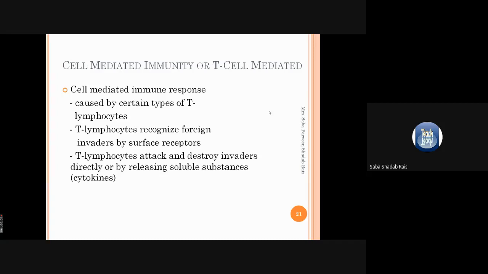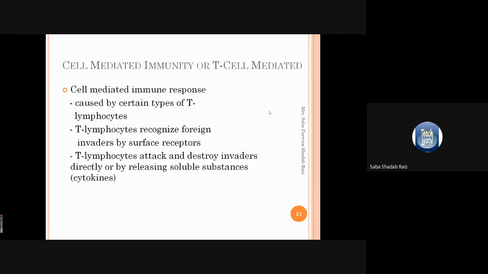That means they will recognize the foreign invader by the surface receptor, the TCR, T cell receptor, but only when the microorganism is processed by the MHC molecule can they talk with the lymphocyte. Now T lymphocytes can attack and destroy invaders directly or by releasing soluble cytokines. Now how can they do this?